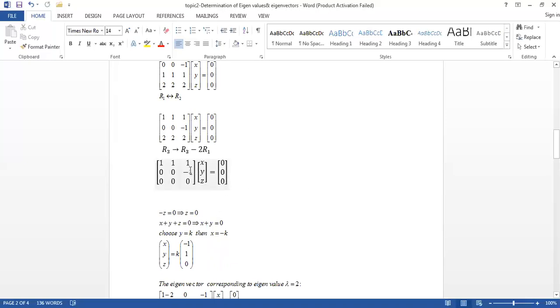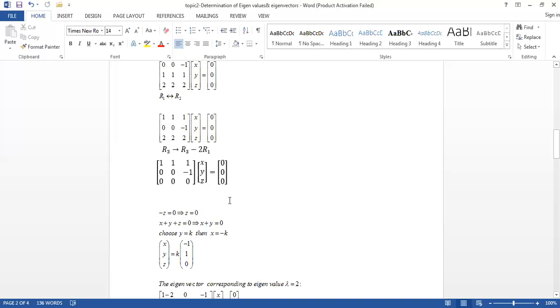So the rank of the coefficient matrix is 2. We have two non-zero rows, so the rank is 2. We have to assign arbitrary values for n minus r variables, where n is the number of unknowns. Here the number of unknowns is 3 and r is the rank of the coefficient matrix, that is 2. So assign arbitrary values for n minus r equals 3 minus 2 equals 1 variable.